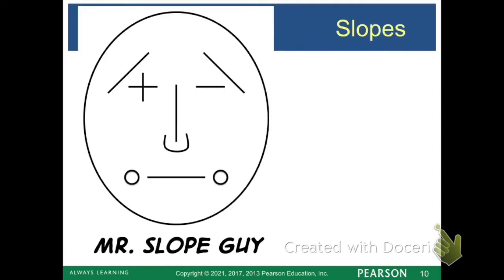Here's a fun little way to remember your slopes. This is Mr. Slope Guy. His mouth shows us zero slope, so we have 2 zeros next to it. His nose shows us undefined slope, so there's a U right here. And then we have positive slope because it's going up, and his little eye is a plus sign. And we have negative slope because it's going down, and his eye is kind of winking at us.